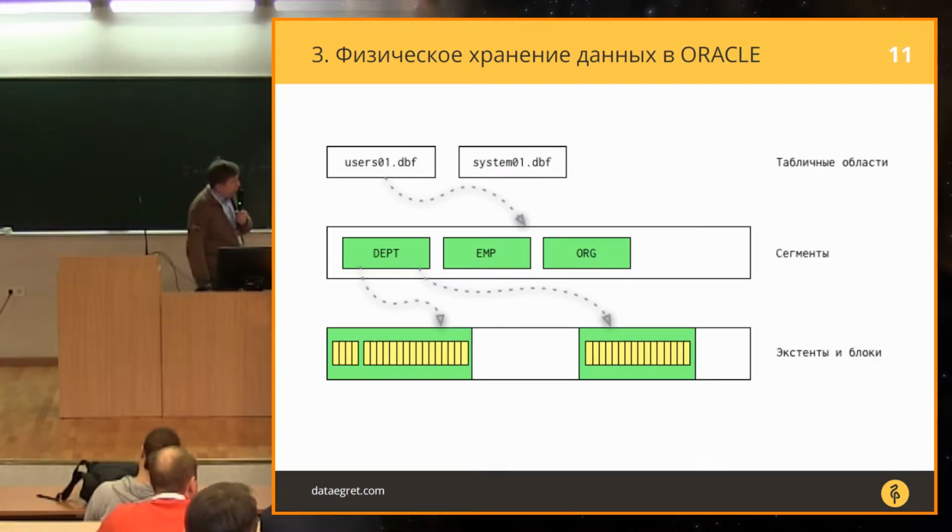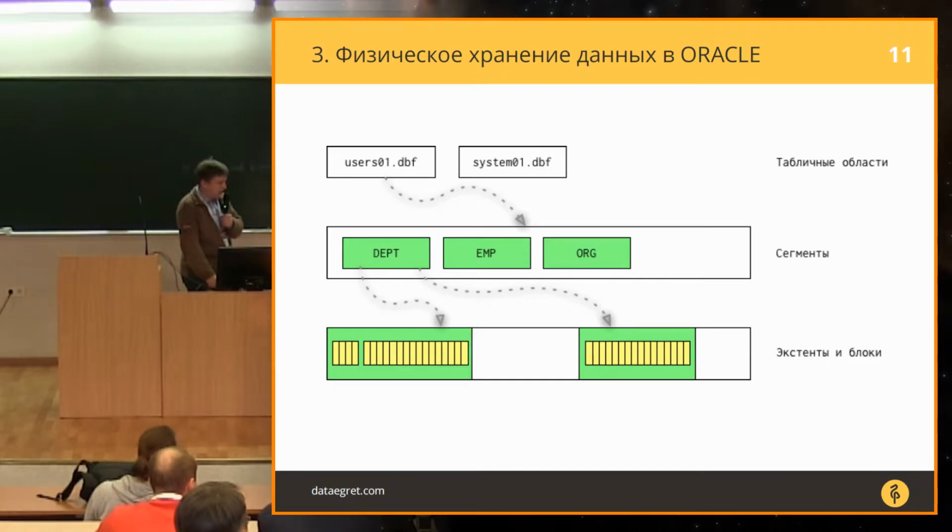This is a little example from Oracle. This is the table space users, data file, and you can see the green blocks which are related to different segments: departments, employees, organizations, and each segment represents a section with extents with different numbers of blocks. The first one contains 4 blocks, the next one more than 4. So the space is allocated in such segments.